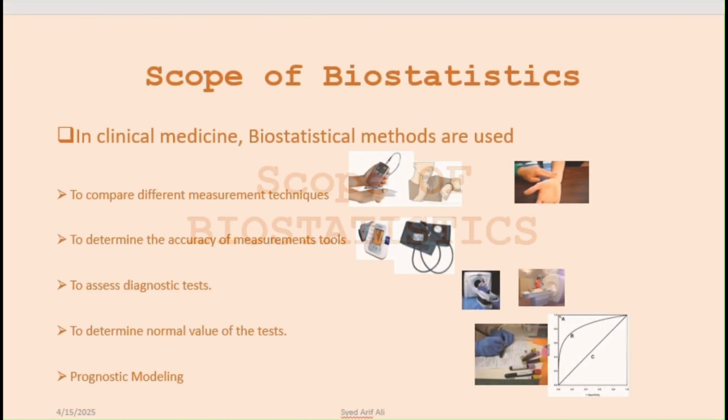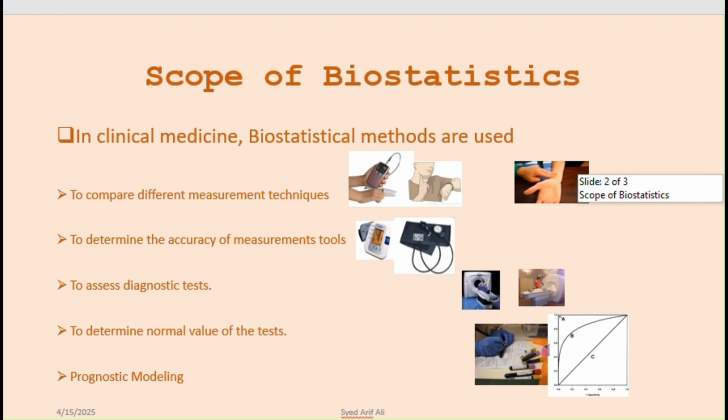First, in clinical medicine, biostatistical methods are used to compare different measurement techniques. The first one is to compare different measurement techniques, like heart rate at the wrist and neck, to determine the accuracy of measurement tools. For example, blood pressure instrument, manual and digital meters.